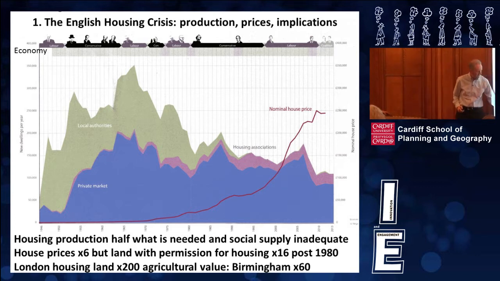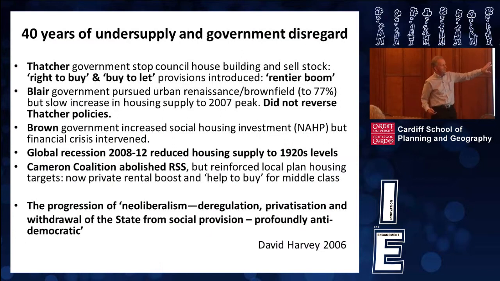And then the cost of housing land is something like 200 times agricultural value in London and 60 times the value of agricultural land in Birmingham. So somebody's making a lot of money from rural land ownership. So when we look back at this chart, we need to look at the governmental structure of that and what's actually happened. And we go back to the Thatcher government. This was the government who stopped council house building and sold the stock through the right to buy mechanism, and then introduced almost 5 years later the buy to let provisions, which have meant a real boom in the rentier class, people buying houses to rent rather than to own.